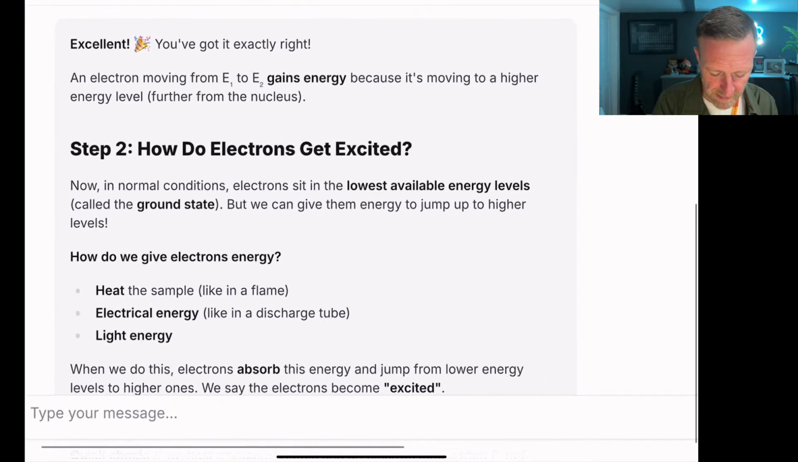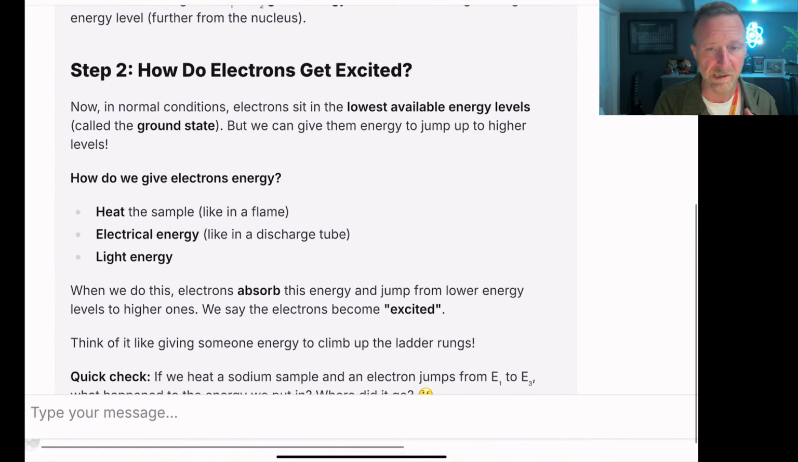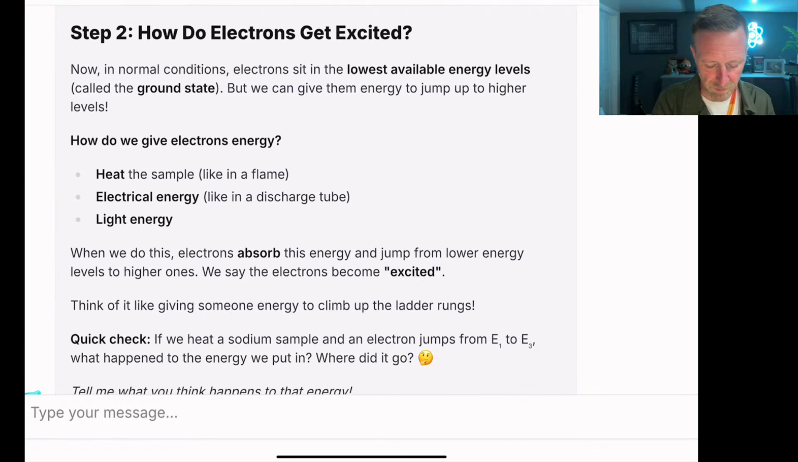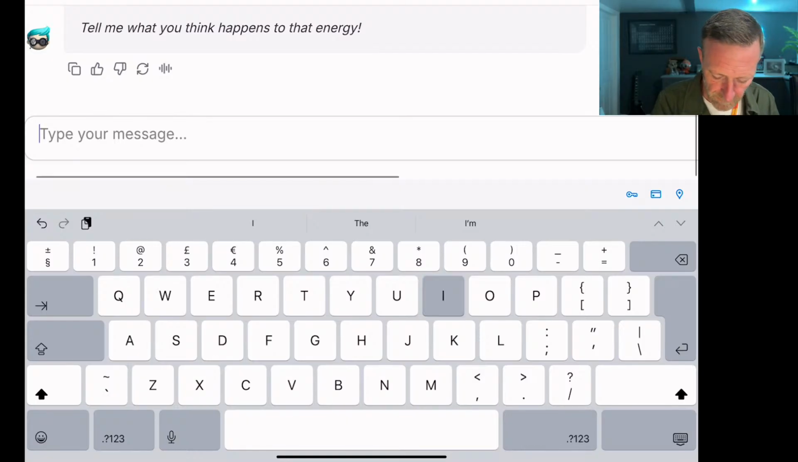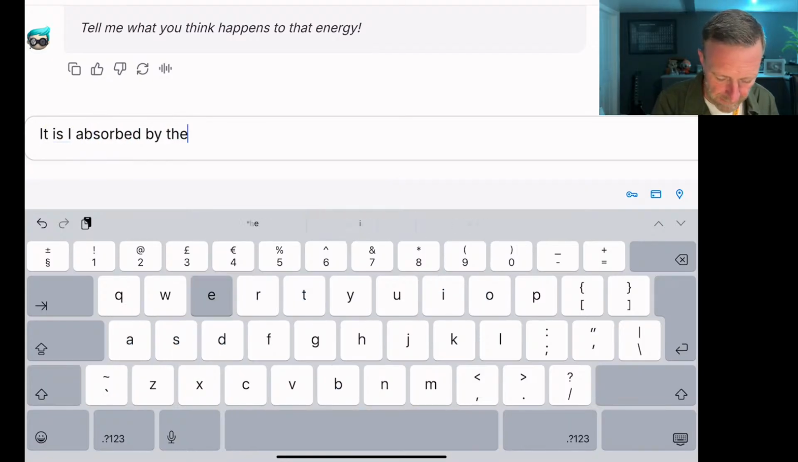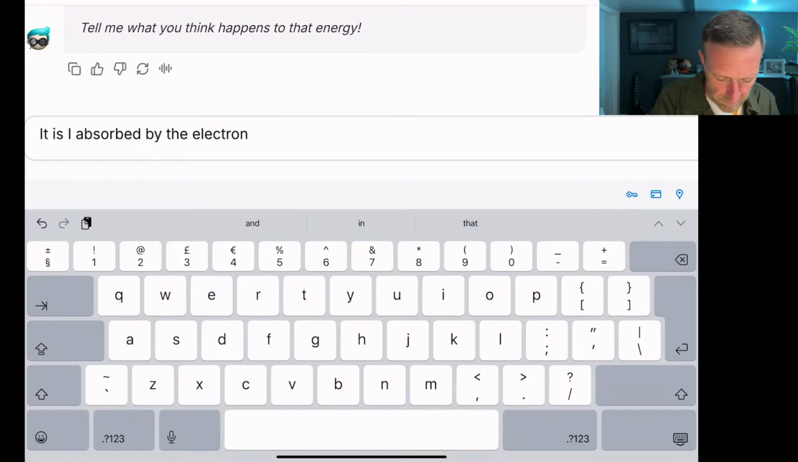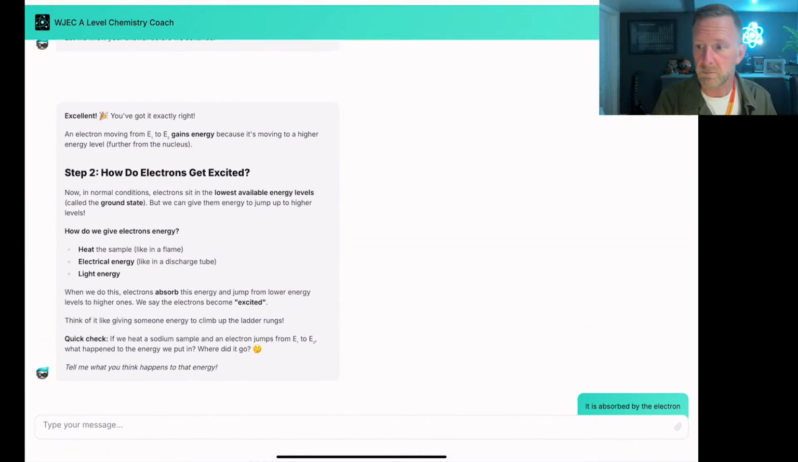So how do electrons get excited? In normal conditions, they sit in the lowest available energy levels. How do electrons gain energy? It's either heat, light, or electrical energy. They absorb this energy, they become excited. Quick check: if we heat a sodium sample and an electron jumps from E1 to E3, what happened to the energy we put in? Where does it go? It is absorbed by the electron. I think that's where the energy goes.